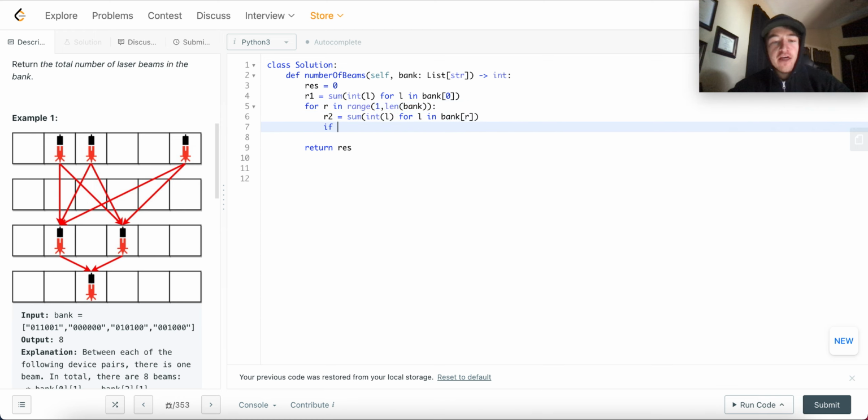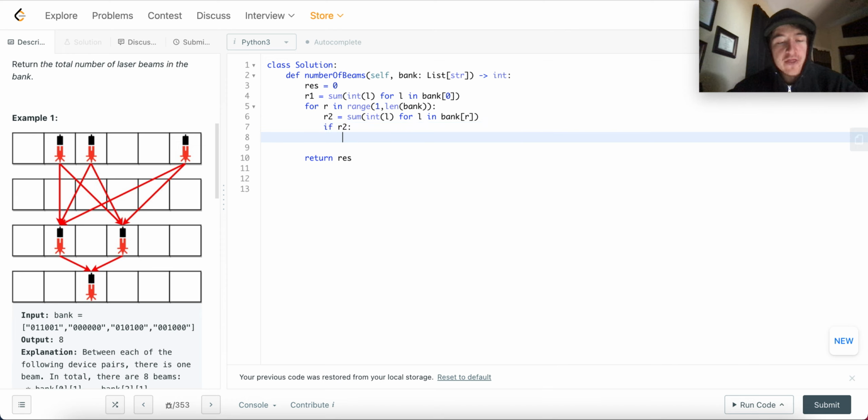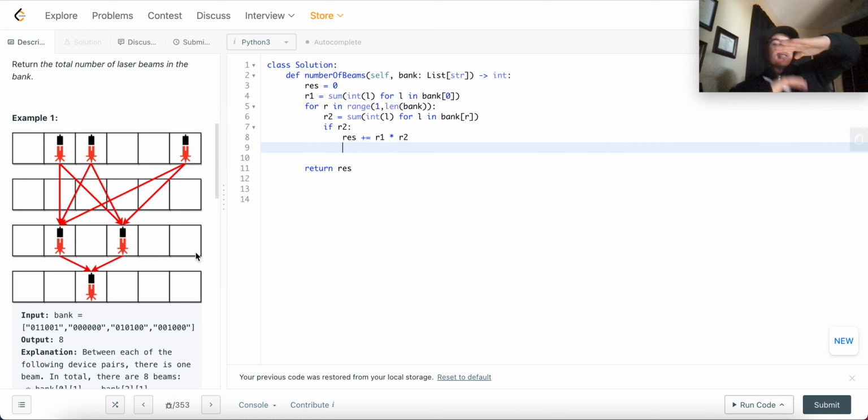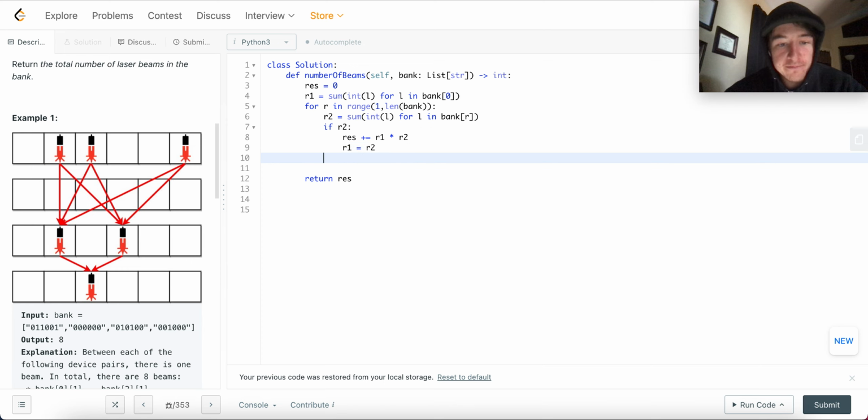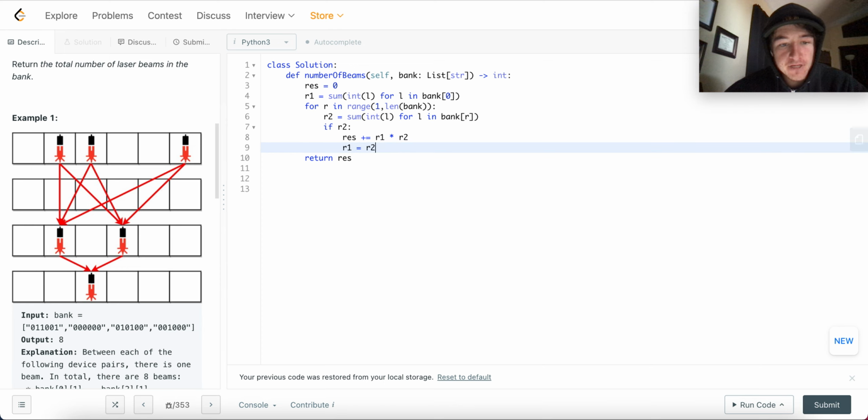Now, if there's nothing, then we just keep R1 where it's at, because we can still use that R1. At this point here, this is R1. When we look through here and there's nothing, this can still be our R1, because there's nothing in the way, so we can continue tracking down. So if R2 is greater than 0, then we add that to our score: res plus equals R1 times R2. And now since we found lasers, nothing above can ever be R1 again. So now the newest row is going to be our R1. And that would be it, I believe.